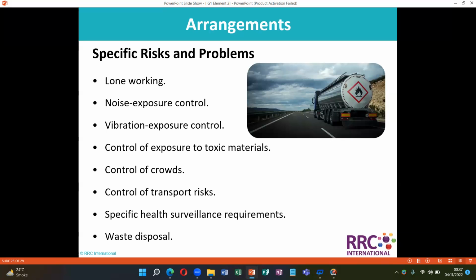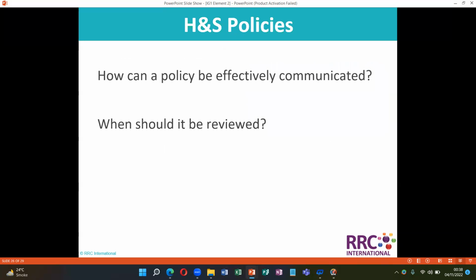Arrangements, specific risks and problems: lone working, noise exposure control, vibration exposure control, control of exposure to toxic materials, control of crowds, control of transport risk, specific health surveillance requirements, waste disposal. Health and safety policies: how can a policy be effectively communicated? When should it be reviewed?